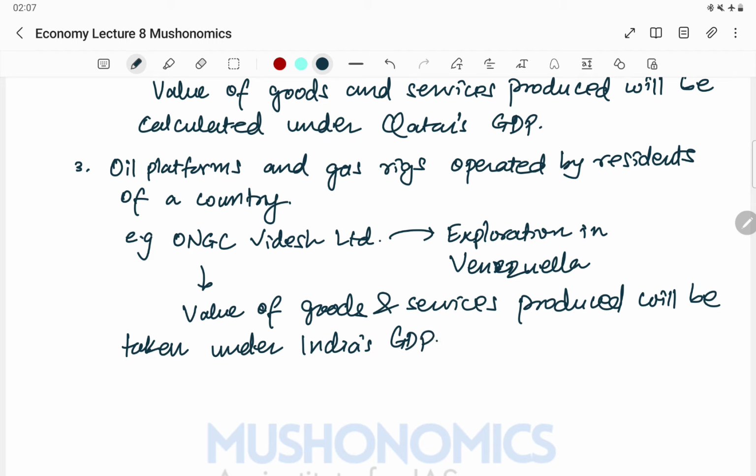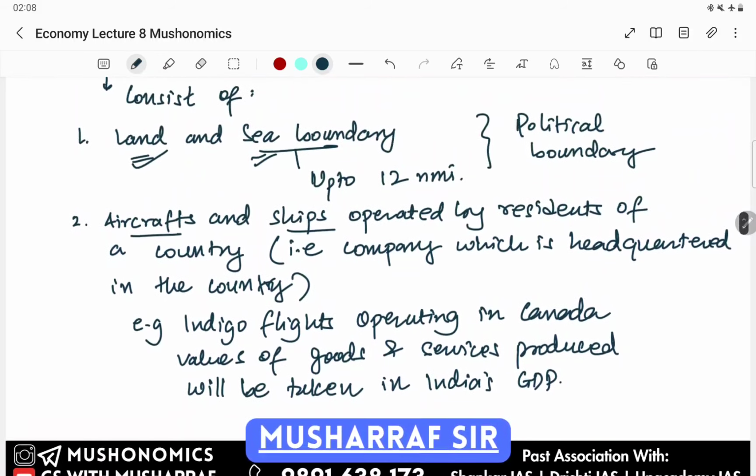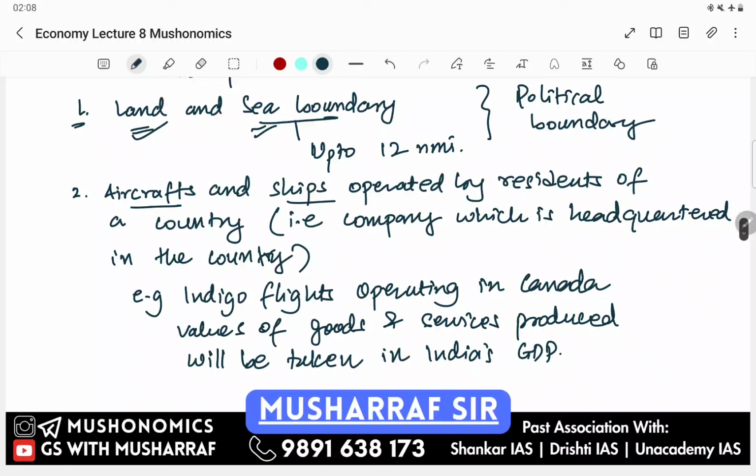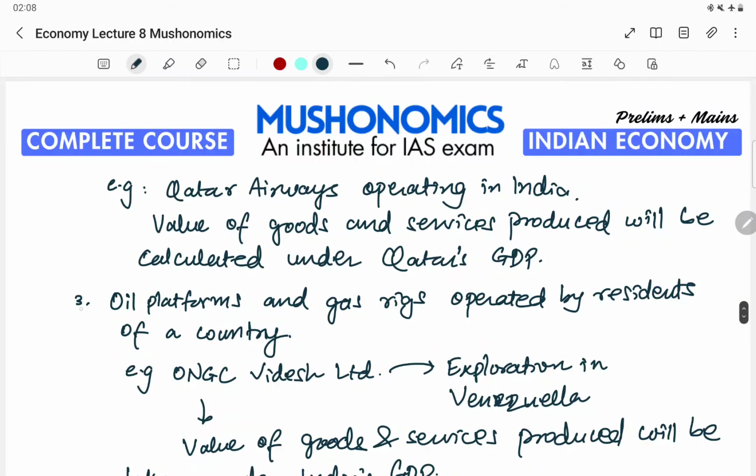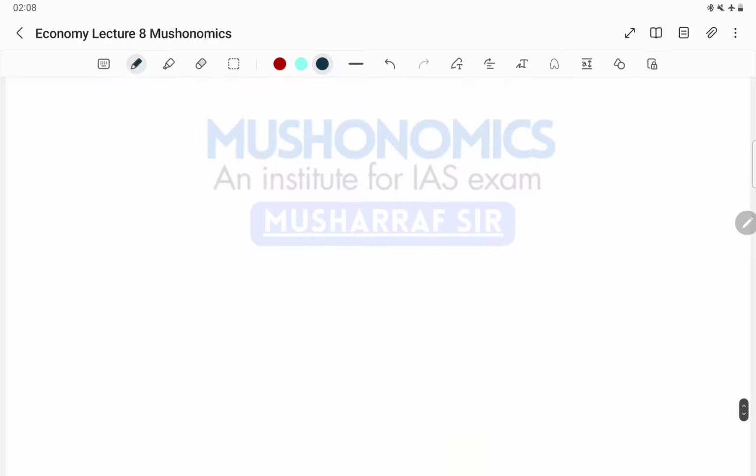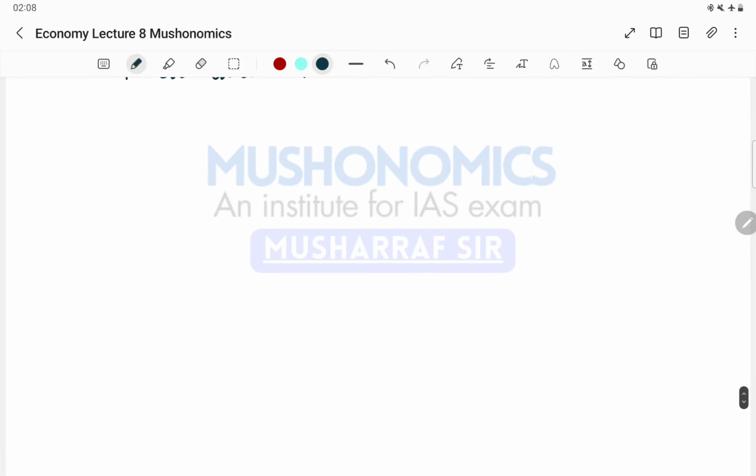Similarly, if some British exploration company is performing some exploration in the territory of India, that will be taken as domestic territory of Britain, right? I hope we are clear on this. So point number 1, 2 and 3, these we are talking as domestic territory with respect to economy purposes, right? Calculation of GDP purposes. So there are rules which govern this.